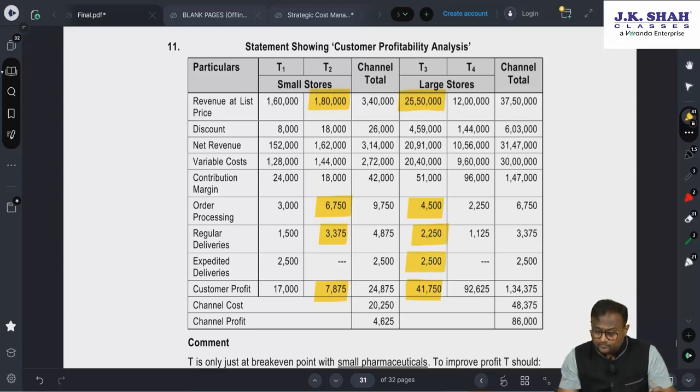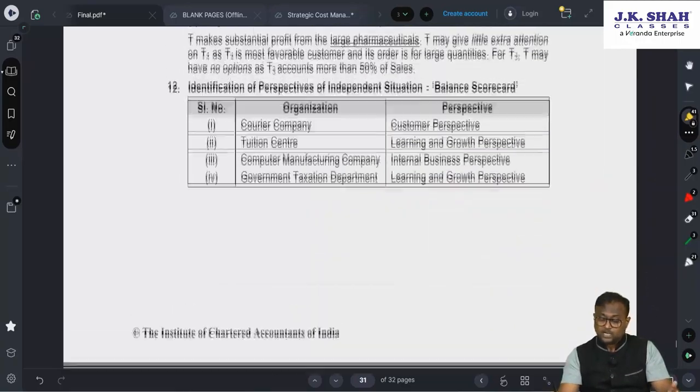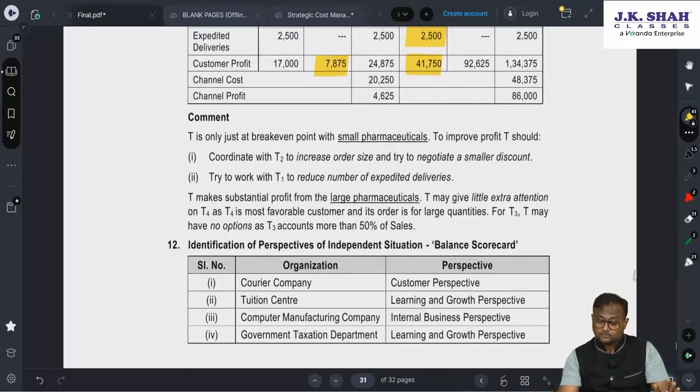So you can always convince your customer to go for a regular delivery. You can see the huge discount given as compared to the other product. So you can negotiate discount strategy, you can negotiate number of orders to be placed, you can apply just in time, or you can apply something else whereby your number of orders will be reduced. Then you can reduce your regular deliveries. And the most important thing is, in case of T3, you can force your customers or convince your customers to go for regular delivery rather than expedited delivery, because it costs you 2,500 unnecessarily. That is what they have mentioned in the question. That is what they have mentioned in the solution.